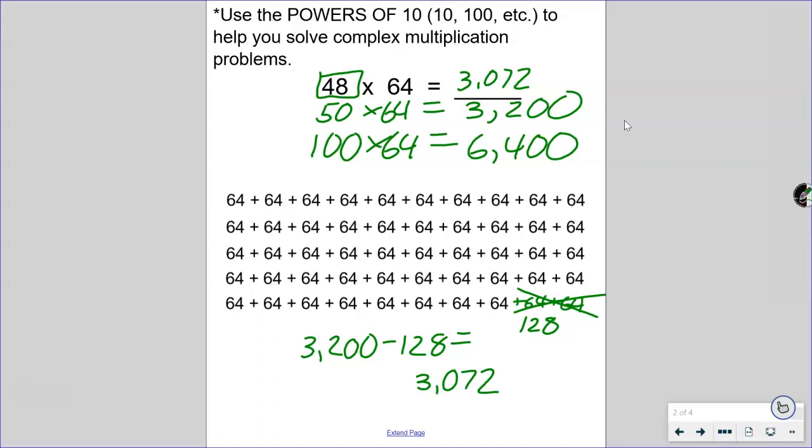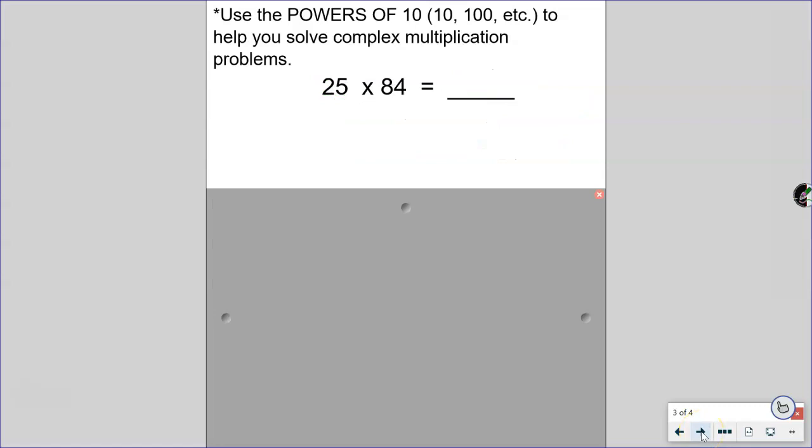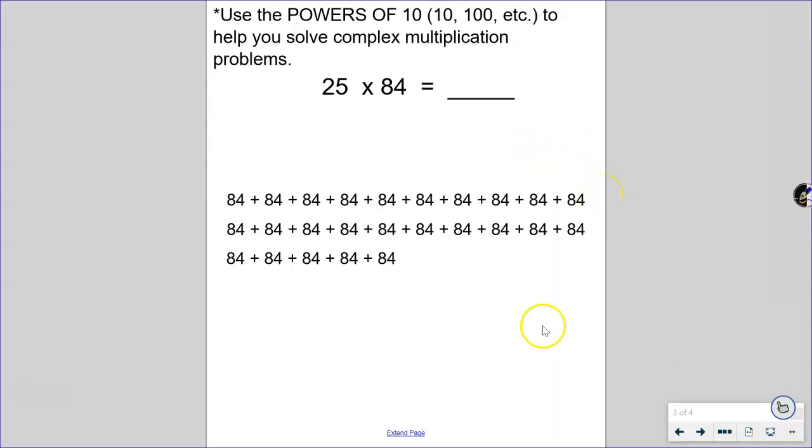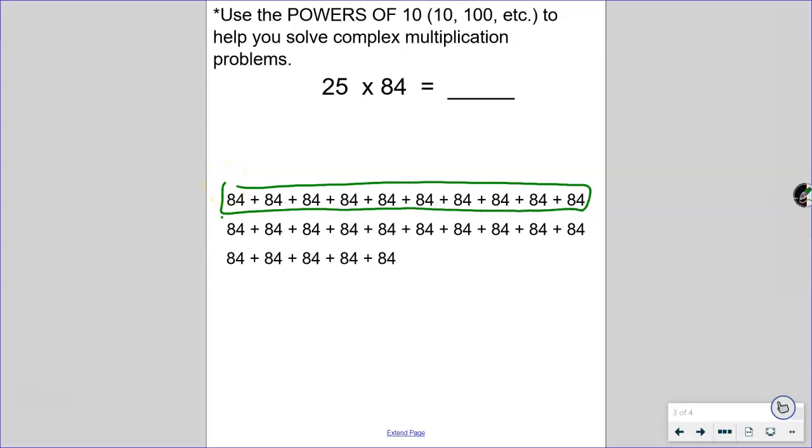All right, let's try one more, friends. This time, we have 25 times 84. And for 25 times 84, I'm going to think about this as the number 84 25 times, okay? So, again, you're probably thinking, yeah, we could use 10. Because if you wanted to, we could do 10 of them, and then 10 of them again, and then 5 of them again.